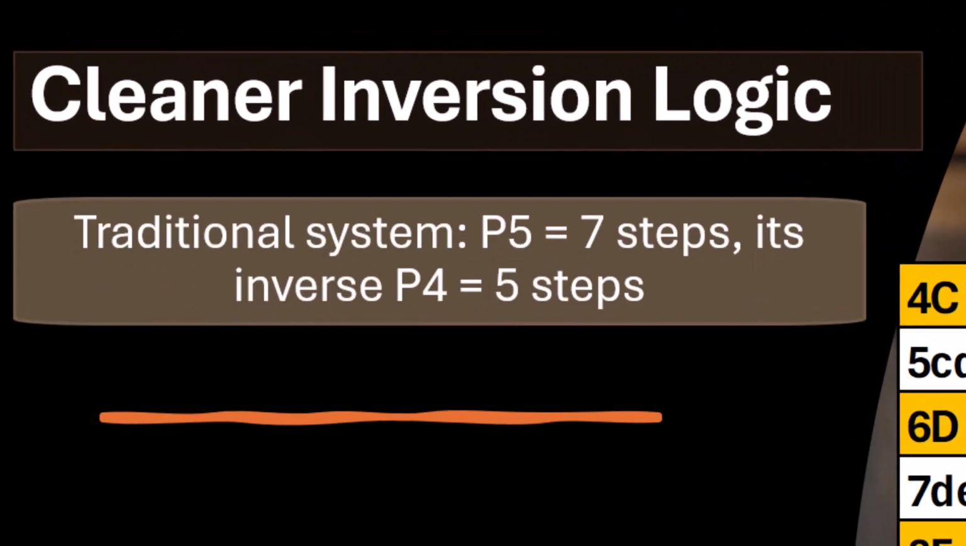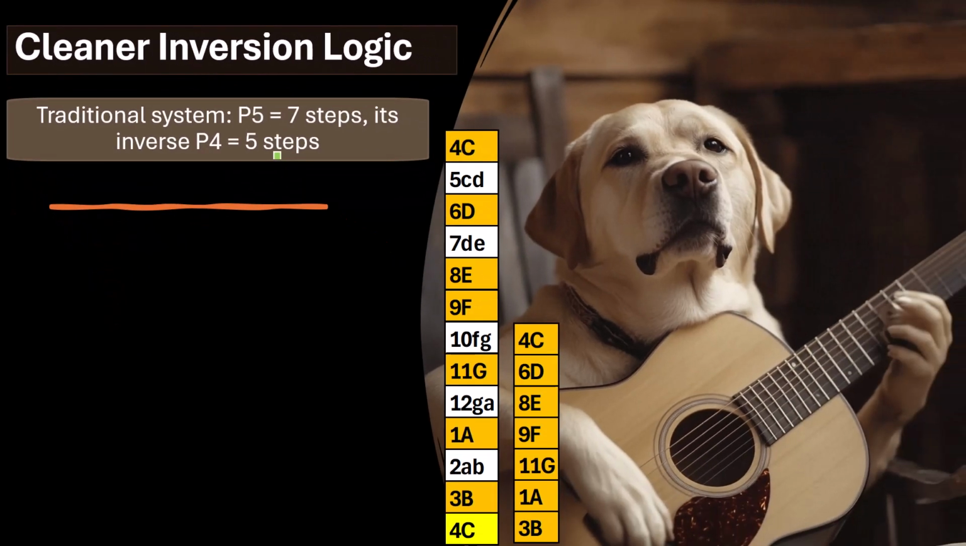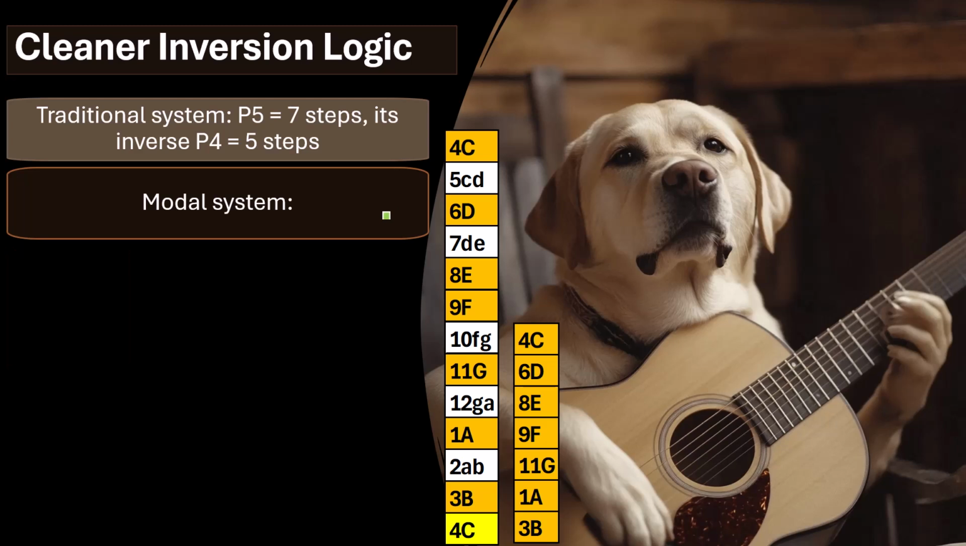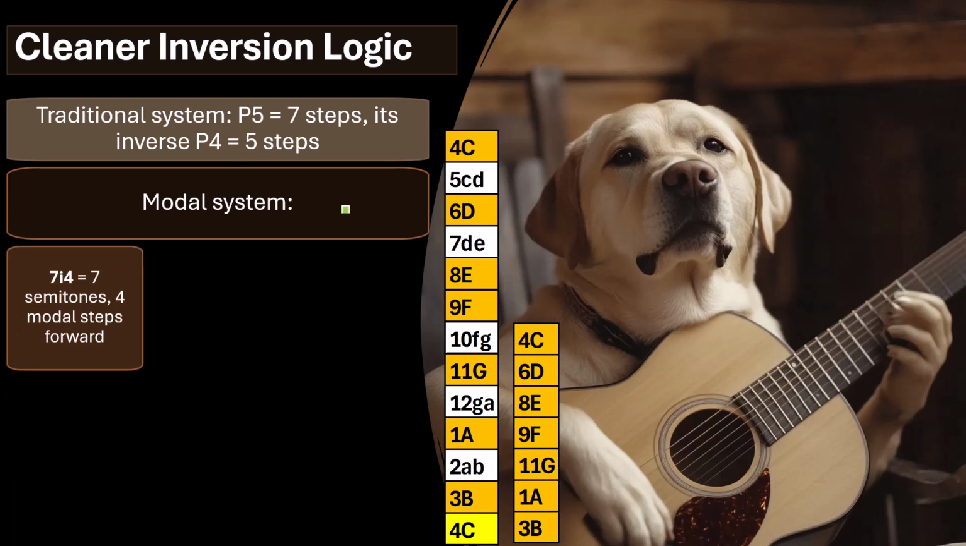So, cleaner inversion logic. In the traditional system, if you have a perfect fifth, that is 7 steps. Its inverse is a perfect fourth, or 5 steps. So we start to think about these inverse distances. How do you get the inverse distance? Well, if a perfect fifth is 7 steps forward, 12 minus 7 would be 5 steps, and a 5-step distance is going to be a perfect fourth. We'll talk more about these inverses shortly.